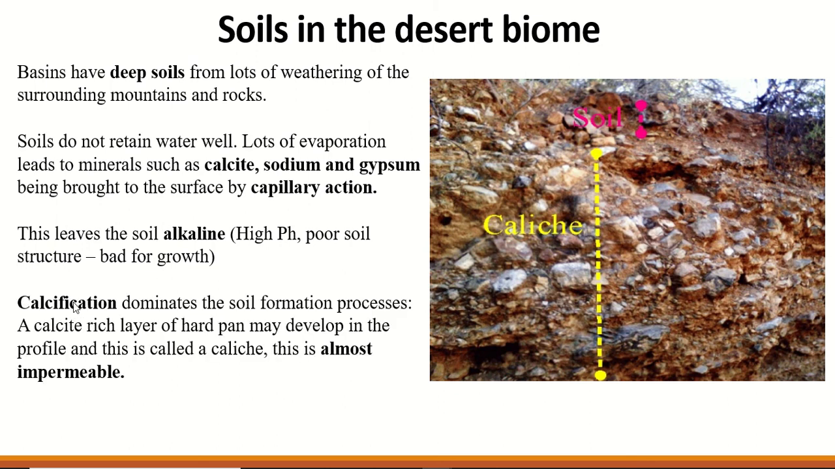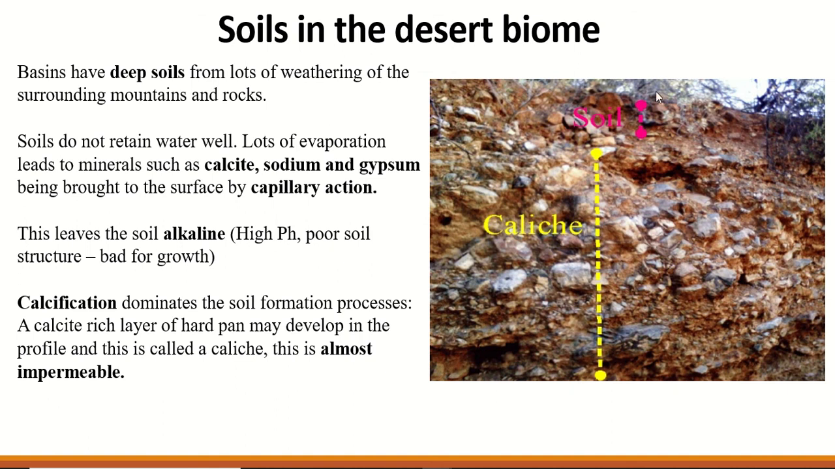Another thing happens called calcification, another thing that dominates the soil process. When all these minerals go to the surface, they can form a calcite rich layer of hard pan. So this here is your calcite rich layer, guys. All the minerals have washed to the surface here through evaporation, and this layer is basically almost impermeable. That means water, minerals and nutrients cannot really pass through this.